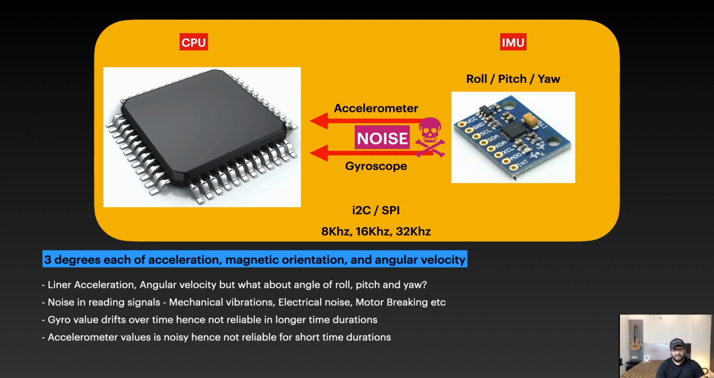And the accelerometer values are very noisy, and even if you do a very small motion, you will get a change in the accelerometer value, and that is why it's not very reliable for short-term duration. So with these problems in the system, you cannot just use an accelerometer and gyroscope straight away to make a reliable drone, and you need something which can counter these problems. And what is the solution?